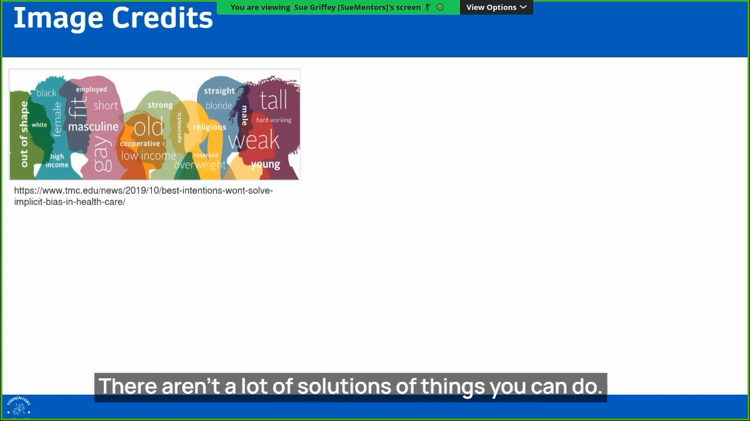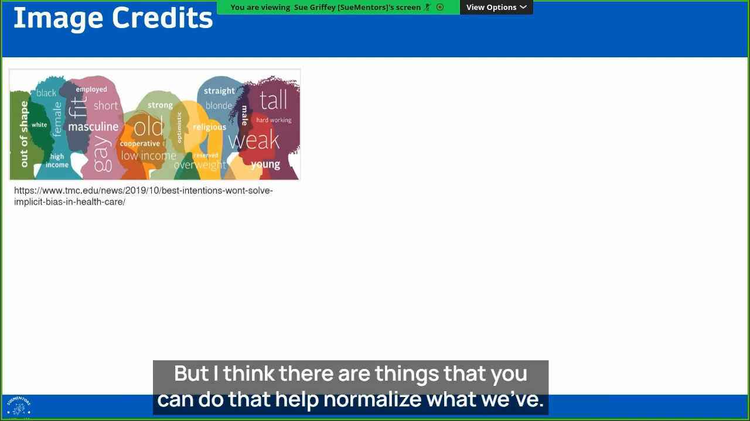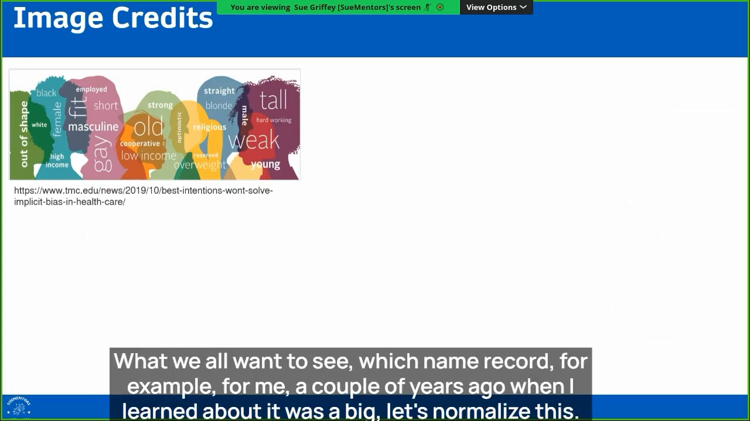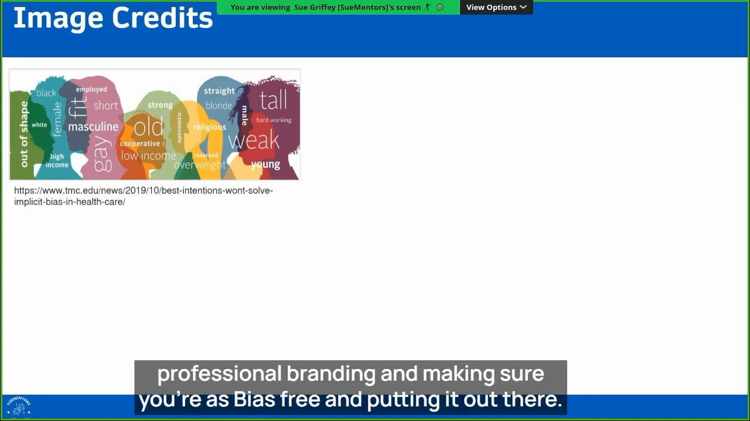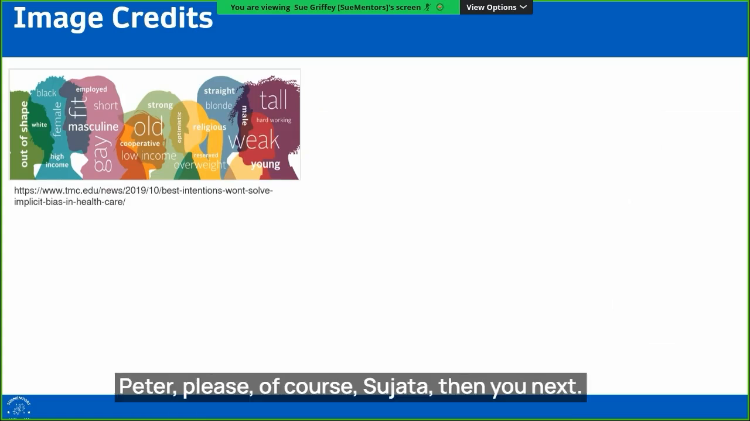There are a lot of solutions, things you can do that help normalize what we all want to see, like the name recording, for example. For me, when I learned about it a couple of years ago, it was a big step toward normalizing this. Anybody have anything I forgot that you'd like to add that could help with your professional branding and making sure you're as bias-free as possible when putting it out there? Peter, please, of course. Sujata, then you next.